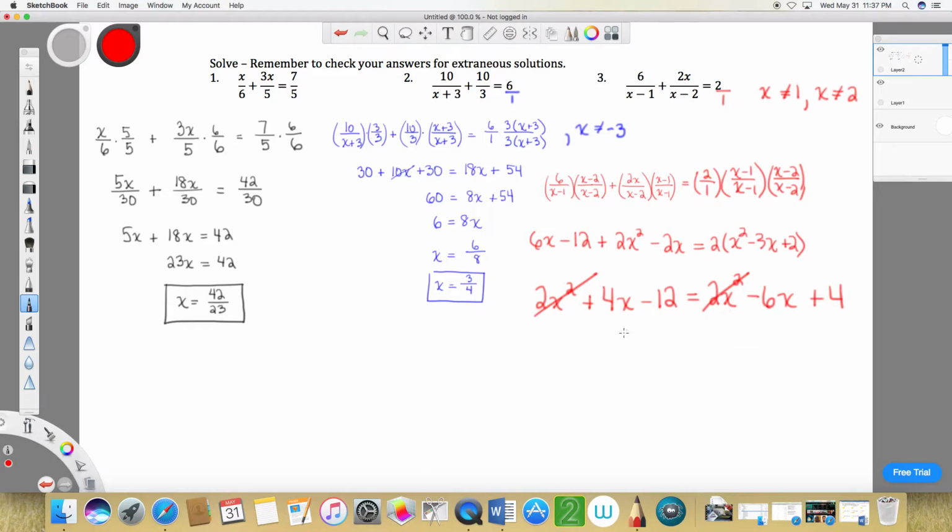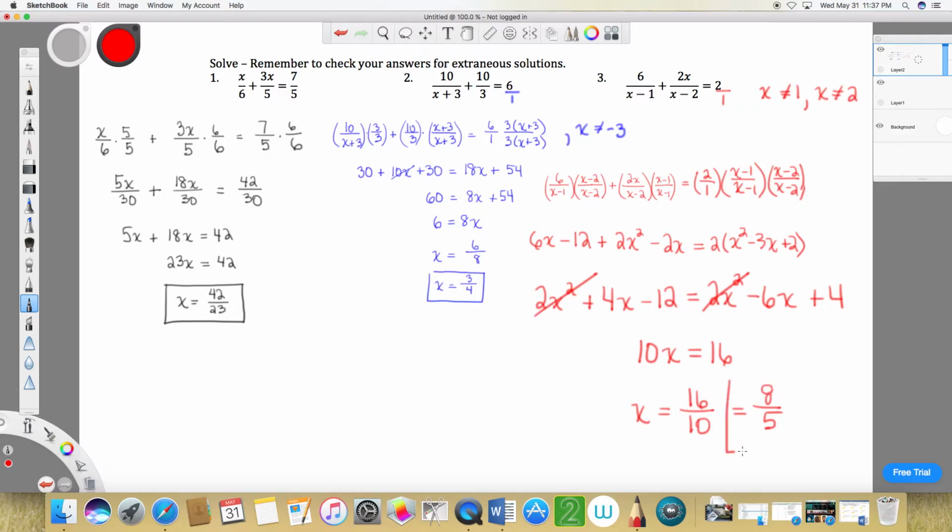Let's add 6x to each side. 6x plus 4x, 10x. And let's add 12 to each side. 12 plus 4, 16. Divide each side by 10. Recognize that 16 over 10 are both even numbers, and these reduce. And I get 8 over 5 as my final answer.